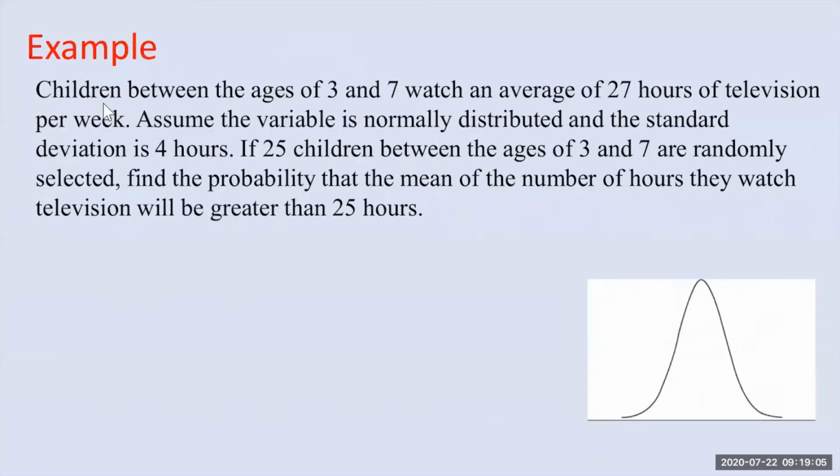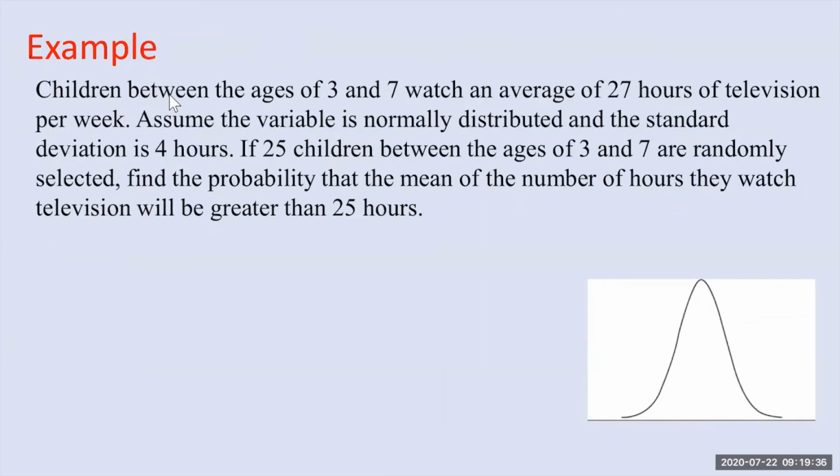Example: children between the ages of 3 and 7 watch an average of 27 hours of television per week. So that is the average number of hours they watch television every week. Assume that the variable is normally distributed, meaning the population is normally distributed, and the standard deviation is 4 hours. That is the information about the population. So let's write those things down.